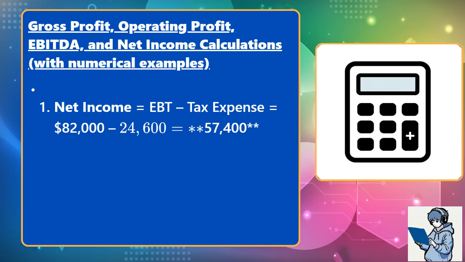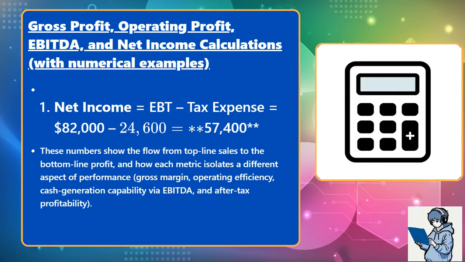Net income equals earnings before tax minus tax expense, which equals $82,000 minus $24,600, which equals $57,400. These numbers show the flow from top-line sales to bottom-line profit, and how each metric isolates a different aspect of performance: gross margin, operating efficiency, cash generation capability via EBITDA, and after-tax profitability.